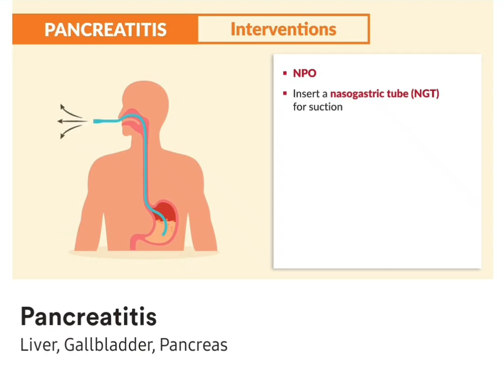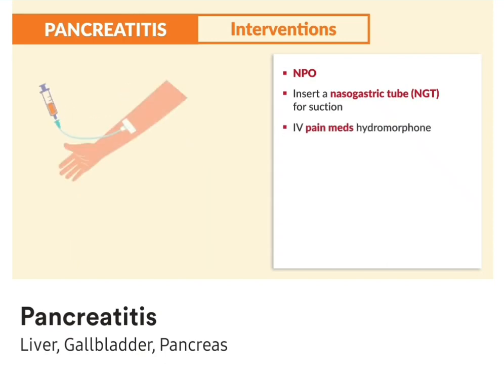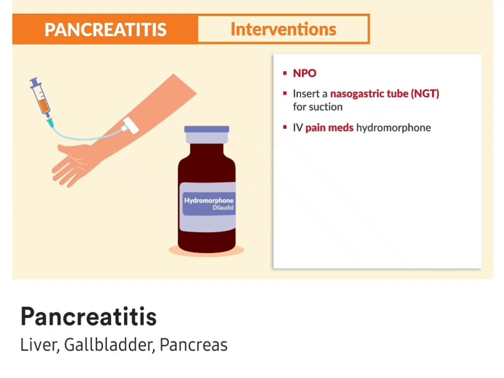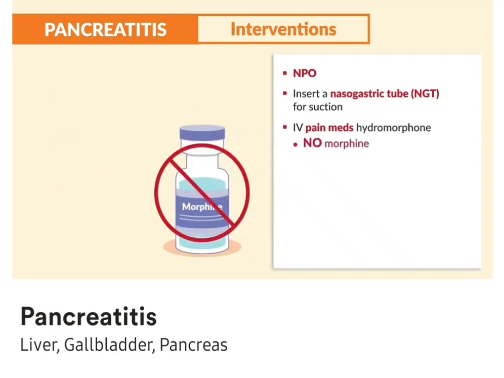This decreases the gastric, or basically the stomach, to cause gastric decompression. Number 3 is we use IV pain meds like hydromorphone, brand name Dilaudid. No morphine. A lot of students don't know this. Morphine can cause spasms inside the pancreas that can lead to more pain.